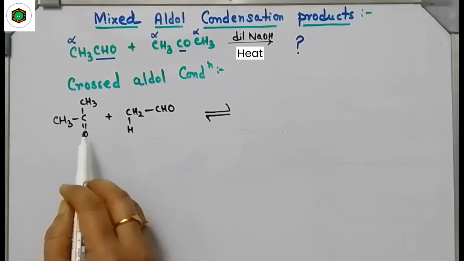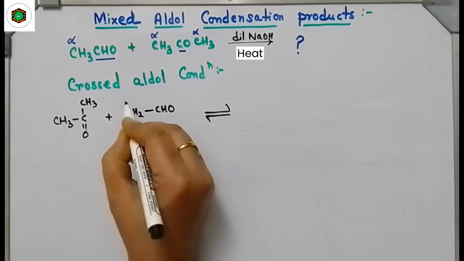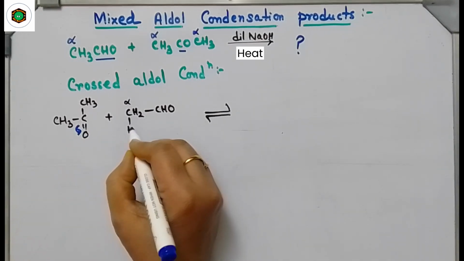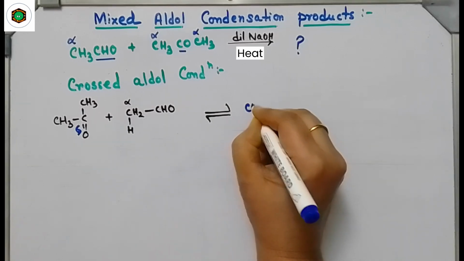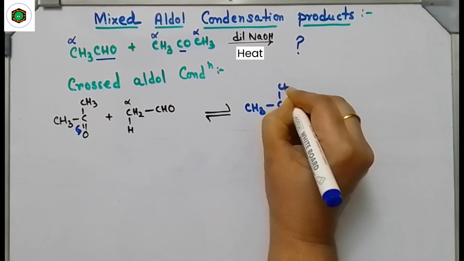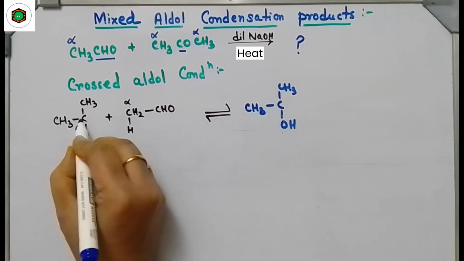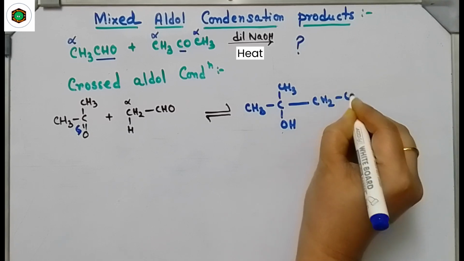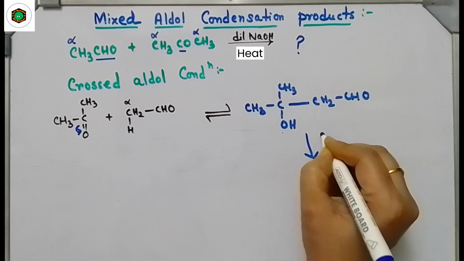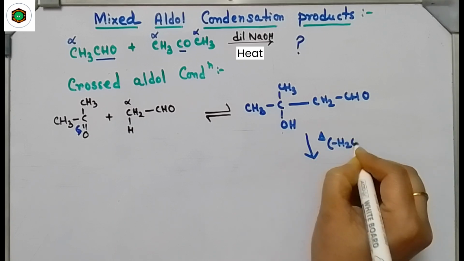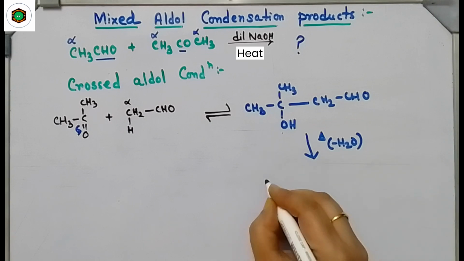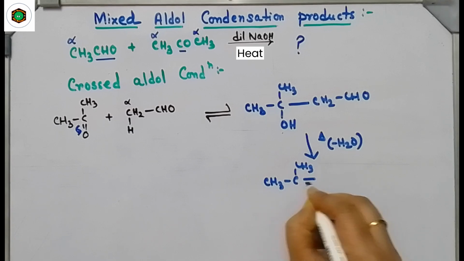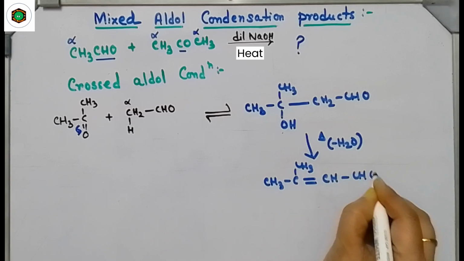Similarly, write acetone first, then acetaldehyde. With respect to this, this is alpha carbon. So you break this bond and this hydrogen will transfer from here to here. We will get CH3, C, CH3, OH, and this carbon and this alpha carbon will make carbon-carbon bond. Here we will get CH2, CHO. Then here also by heating, removal of water takes place and dehydration takes place. We will get CH3, C, CH3, double bond CH, CHO, product number 4.